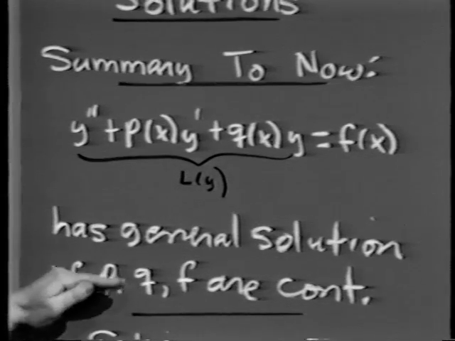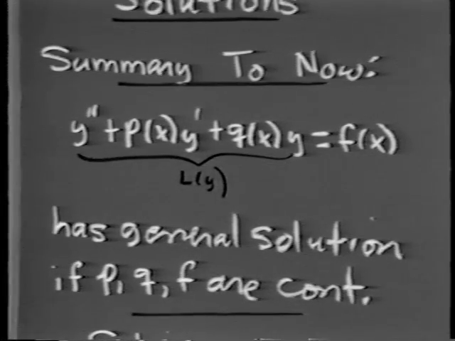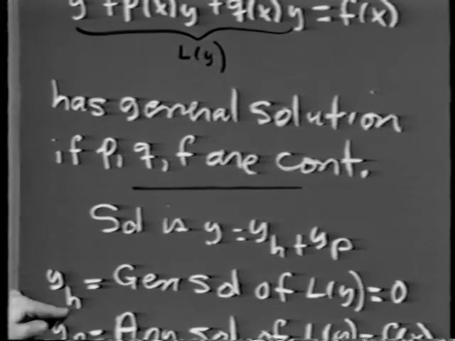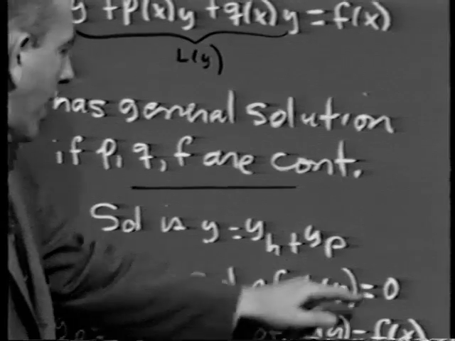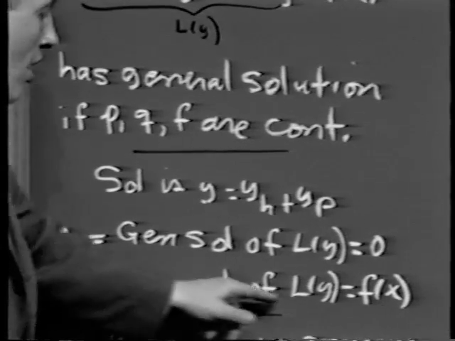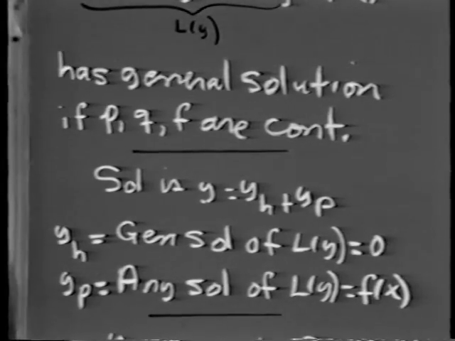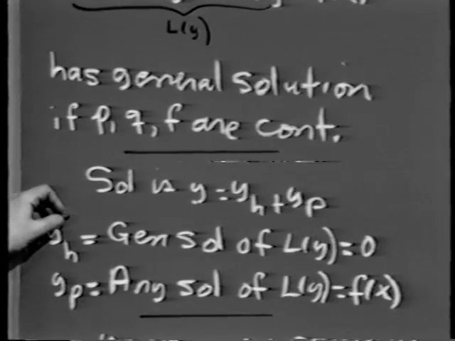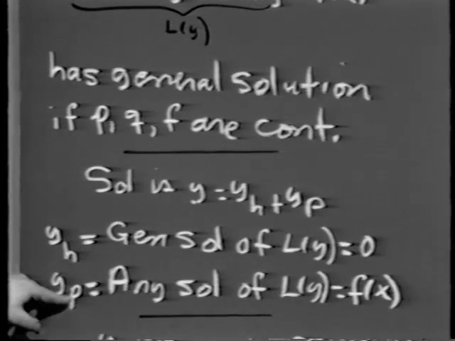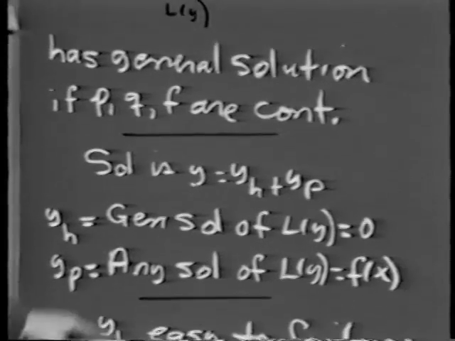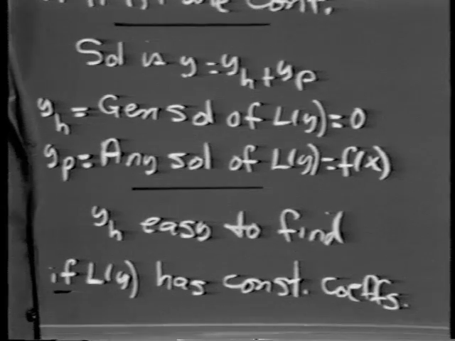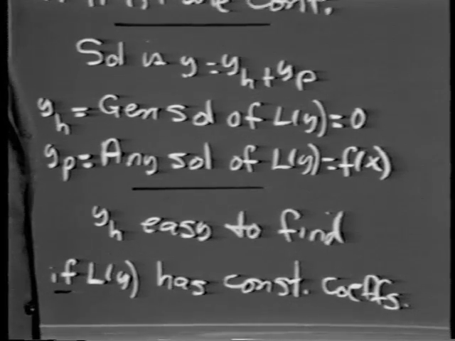Not only does the solution exist, but the solution is always given by y sub h plus y sub p, where y sub h is the general solution of L of y equals 0, and y sub p is any solution, in other words, a particular solution of L of y equals f of x. And then you see the rest of our study has been how do you find y sub h and how do you find y sub p. The point is, it's very easy to find y sub h if L of y has constant coefficients. That was the first case that we tackled.